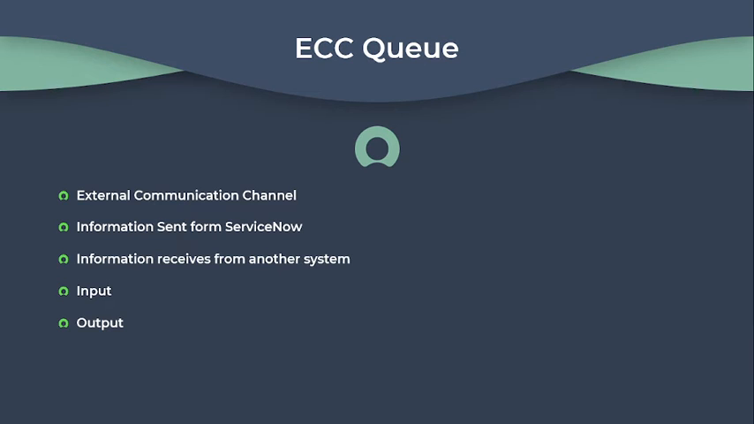ServiceNow utilizes the ECC Queue to send various types of information to the MID Server. This includes instructions for discovery tasks, data collection tasks, software distribution tasks, and other operations that require interaction with the IT infrastructure. The ECC Queue also facilitates the reception of information from external systems or sources connected to the MID Server. This could include data collected during the discovery process, alerts generated by monitoring tools, configuration updates from third-party systems, and other relevant information. The ECC Queue serves as the input channel for the MID Server, receiving instructions, requests, and data from the ServiceNow instance and external systems.